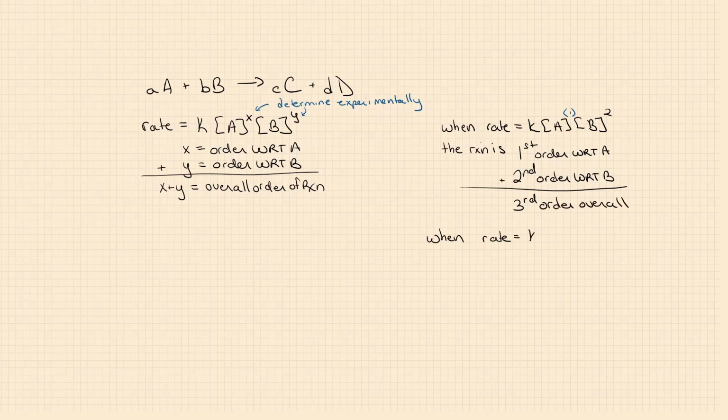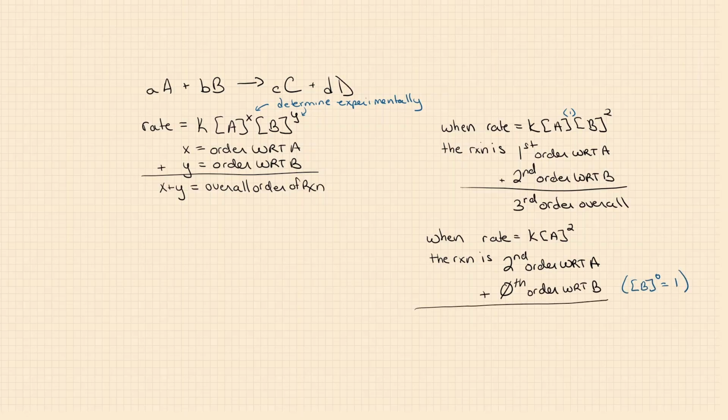Or, if we had something like rate equals K times the concentration of A squared, that reaction is second order with respect to A, because the exponent is 2, but 0 order with respect to B. Because B isn't written, we know its exponent must be 0, since anything to the 0 power is 1, which we don't write in our equation.